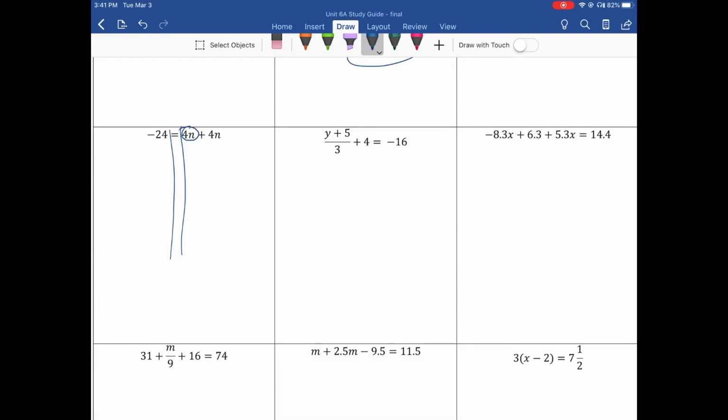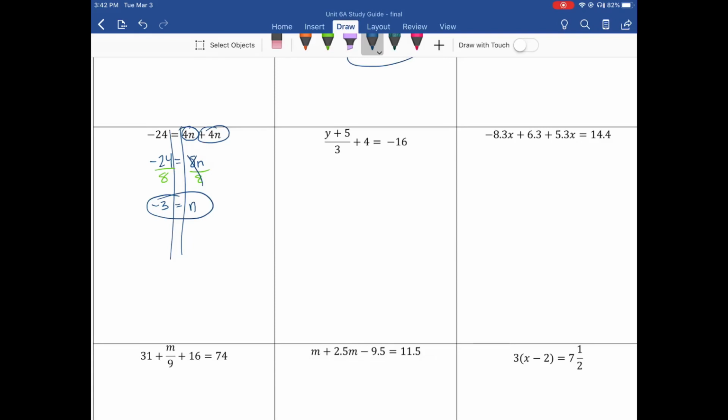So the 4n and the 4n, you add them just like you do any integer. So you just do 4 plus 4, and that gives you 8. And then you have to remember to put the n on. And that's equal to negative 24. And this is really the last step of the 3 previous equations, where we just need to get rid of our coefficient. So we just divide by our coefficient, and that tells us that n is equal to negative 3.